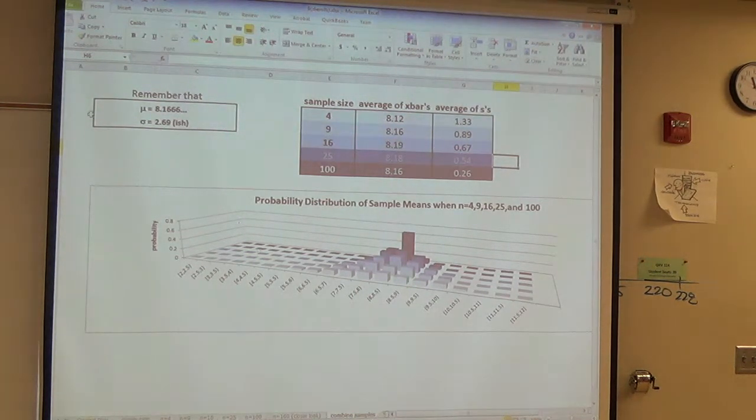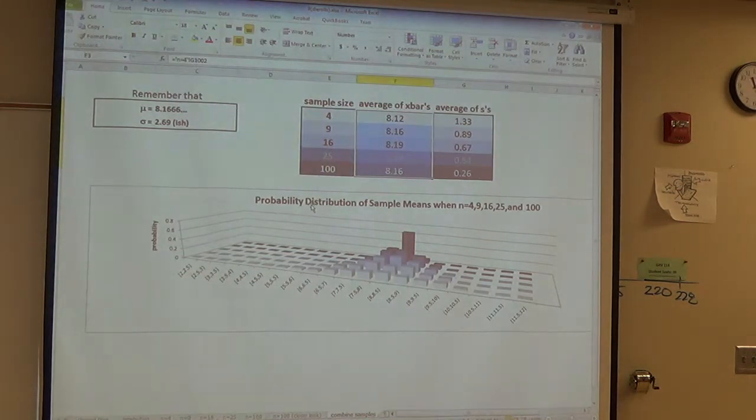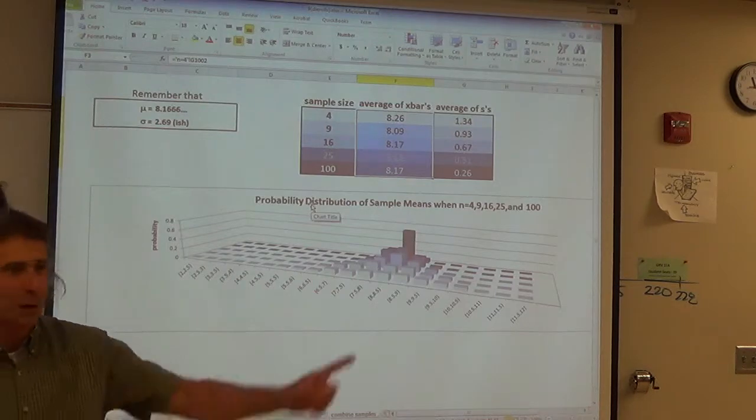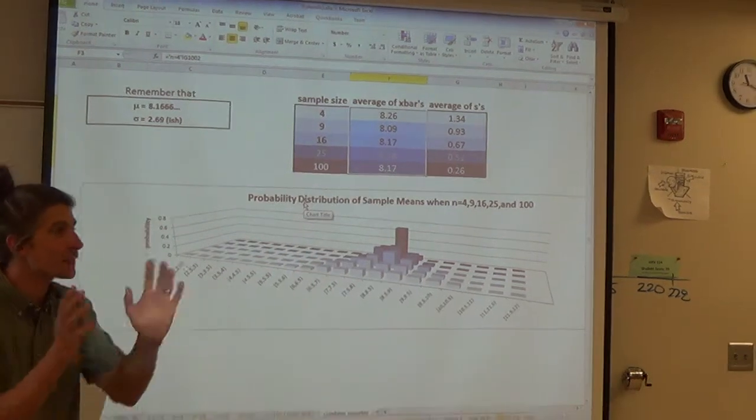Now, here's your sample sizes listed up here. Here are the averages that we were getting in the spreadsheet. Please take a look. What are those numbers all hovering right around, friends? They're all hovering right around the population mean that you will never know. So do you need to know it? No, because your sample is going to tell it to you. This is the point of statistics.